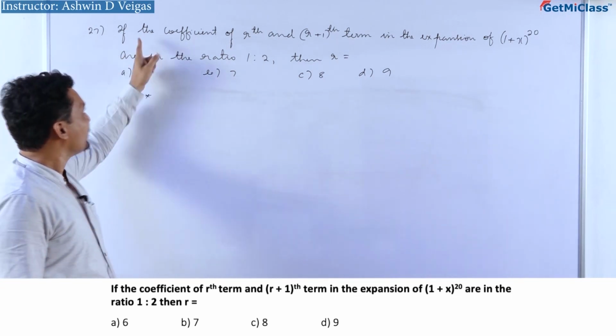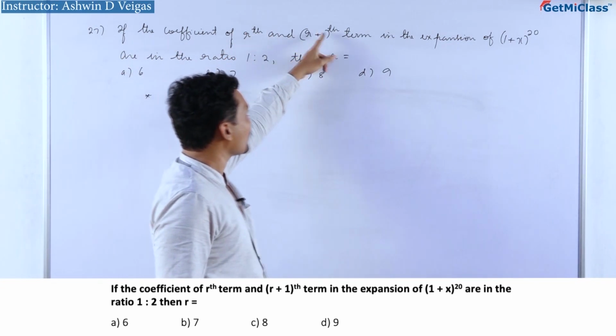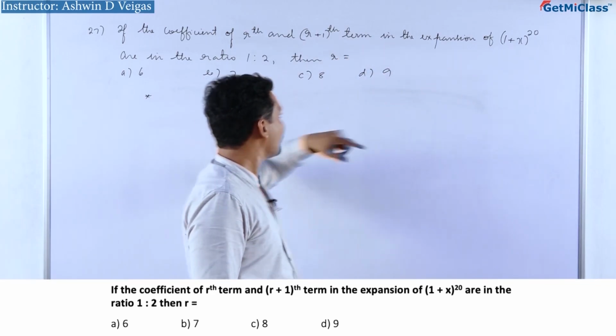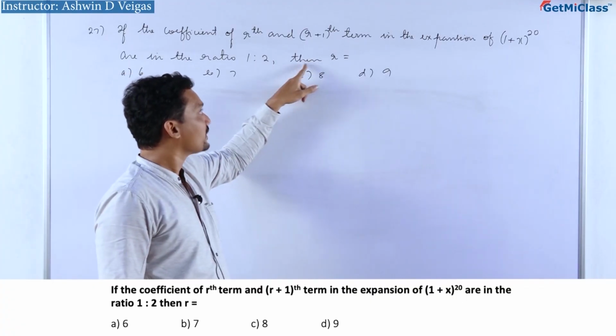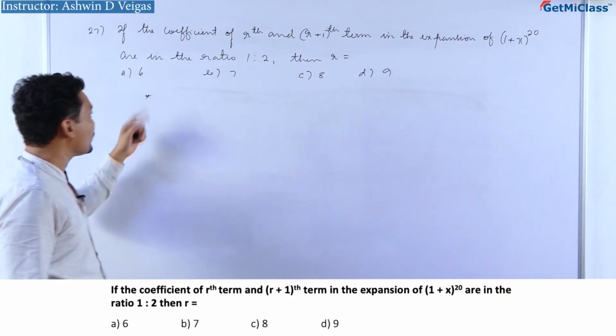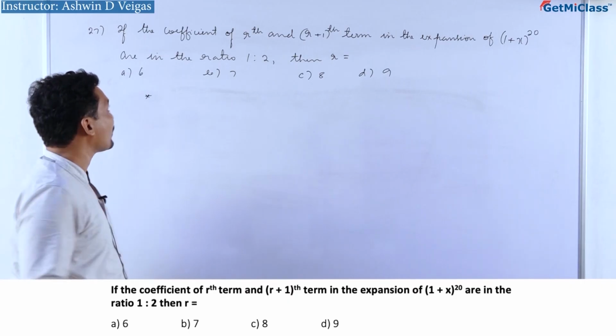27th question. If the coefficient of rth and r plus 1th term in the expansion of (1 plus x) power 20 are in the ratio 1:2, then what is r? Okay, now here we will go by a very important concept.